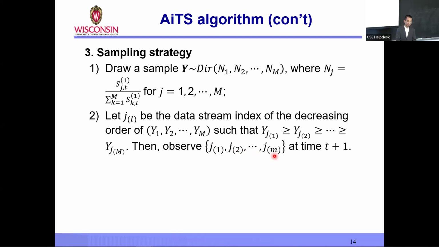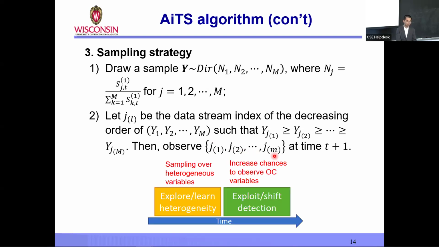There are two advantages of this sampling strategy. The first one is that this random sample helps us facilitate sampling over the heterogeneous variables, making sure that no matter when and where the shift occurs, we can quickly capture it. And when the process is out of control, a larger value of S1 can help us increase the probability of observing those suspicious variables.